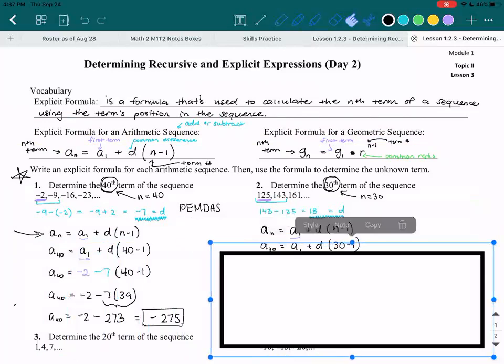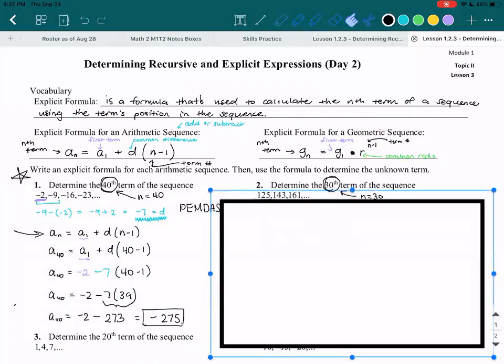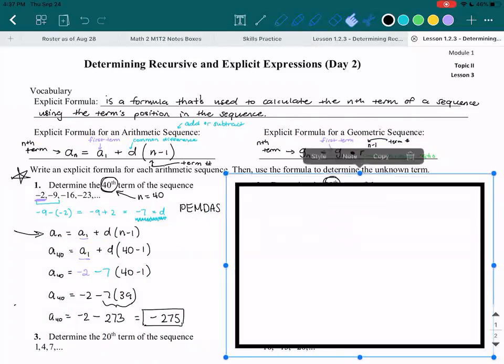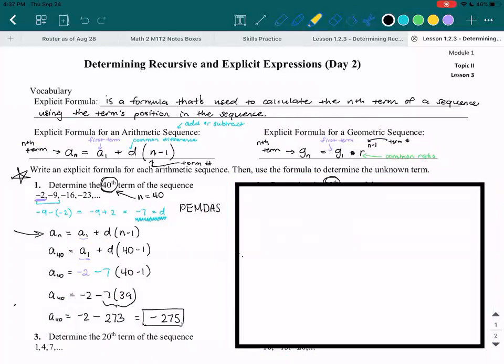Okay, you know what? I'm just going to go like that. Just show you the whole thing. Might as well. Okay, and then over in the second step, I plugged in 40 for n because we are looking for the 40th term.